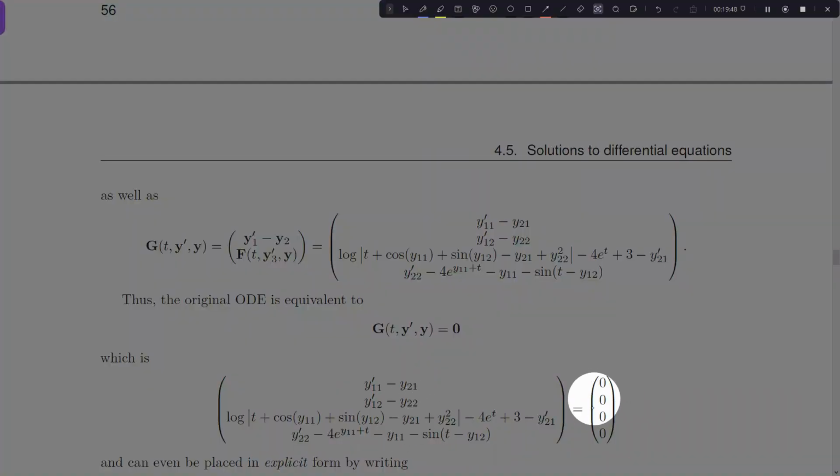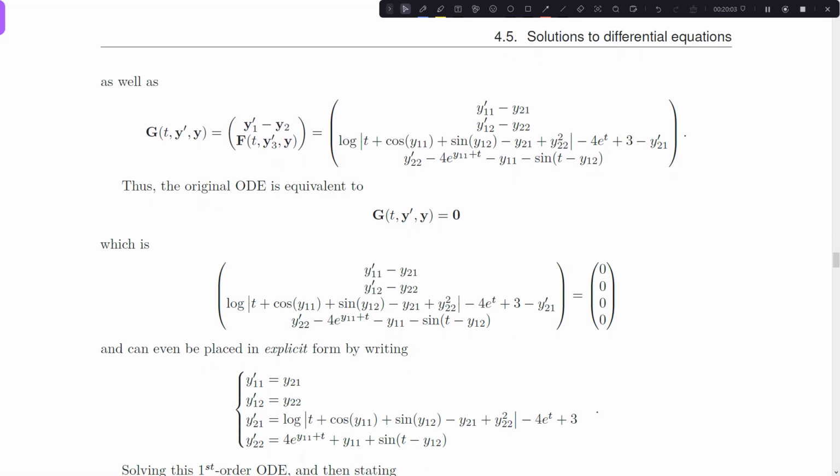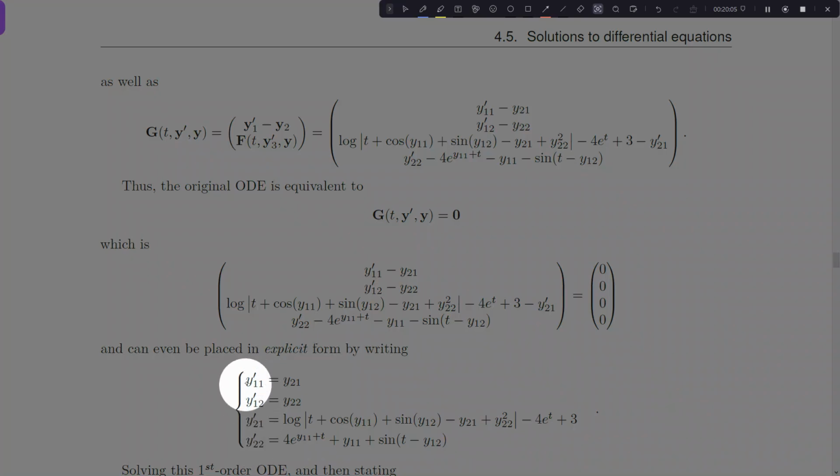I can rewrite that then explicitly as the vectors equal to each other. The g vector here equals the 0 vector, and if I decide to isolate the prime terms, y11 prime, y12 prime, y21 prime, and y22 prime, I can isolate all of those on the left hand side and get myself actually a system of ODEs. So this is a system of 4 ODEs, all in first order, and they all evolve in one dimension, but there's a system of 4 of them, so really I have my 4 dimensions sitting around.